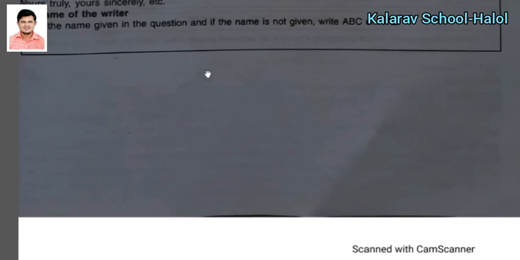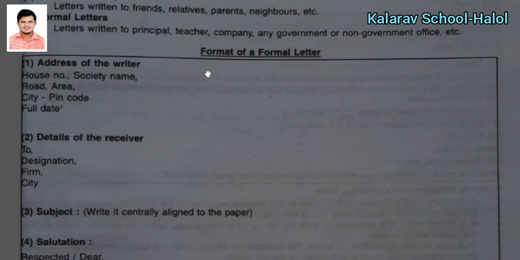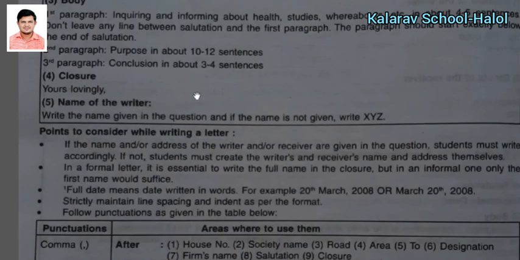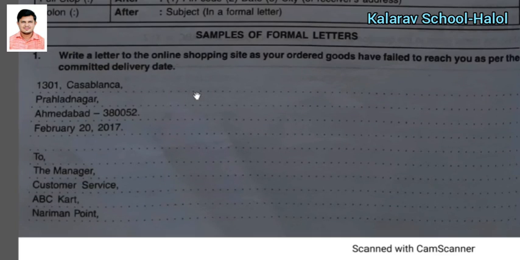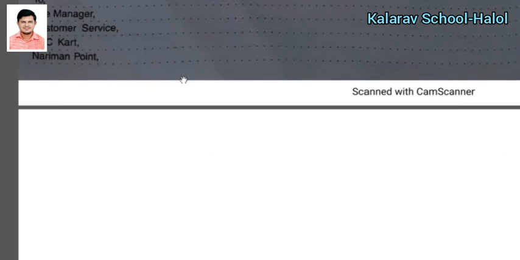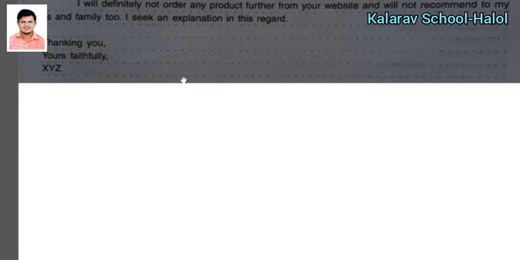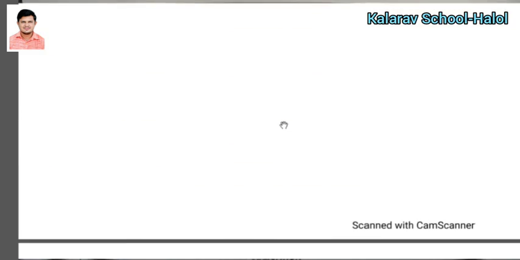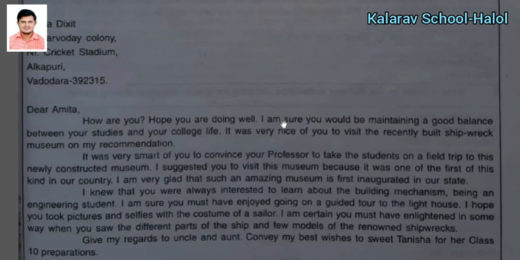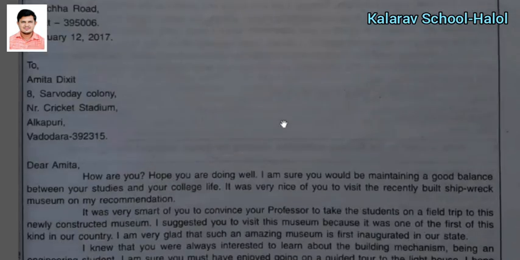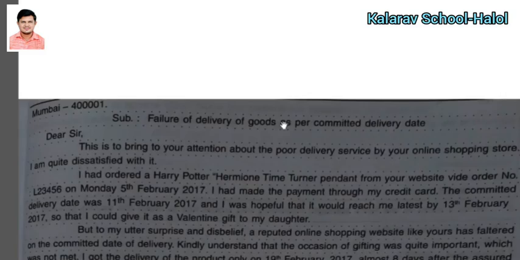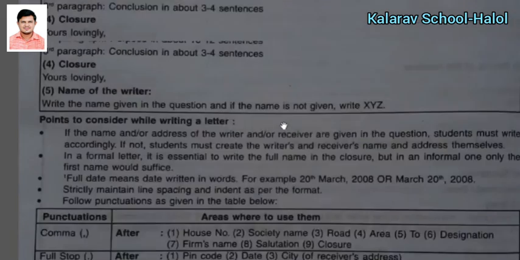Friends, I explained the rules and the format, how to write the formal letter and how to write the informal letter. Regarding this, I am sending the sample format letters. This is the formal letter and this is the informal letter. I will send this to you through a PDF. You have to write it down in your grammar notebook. Everyone must write this down in their grammar notebook with the rules.